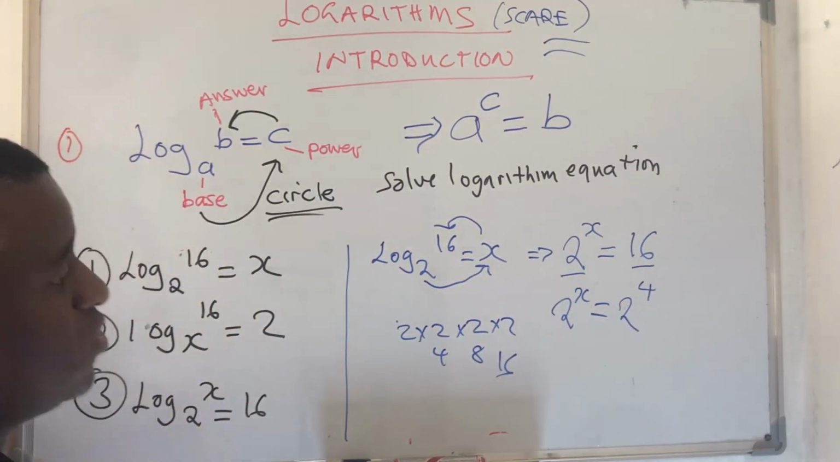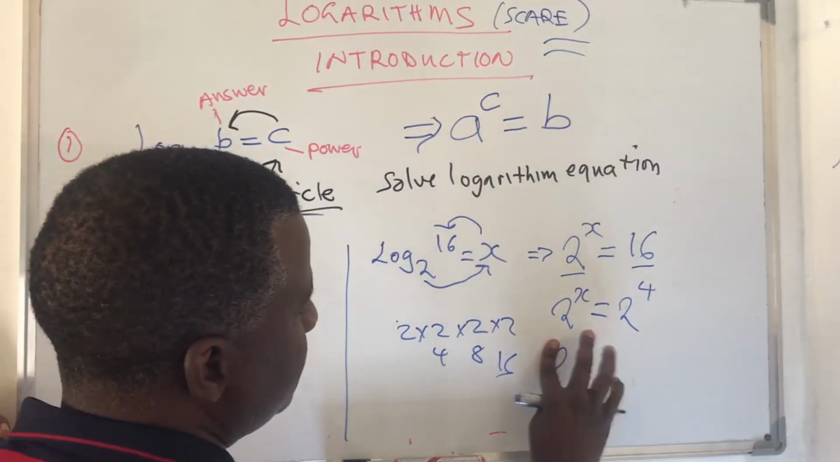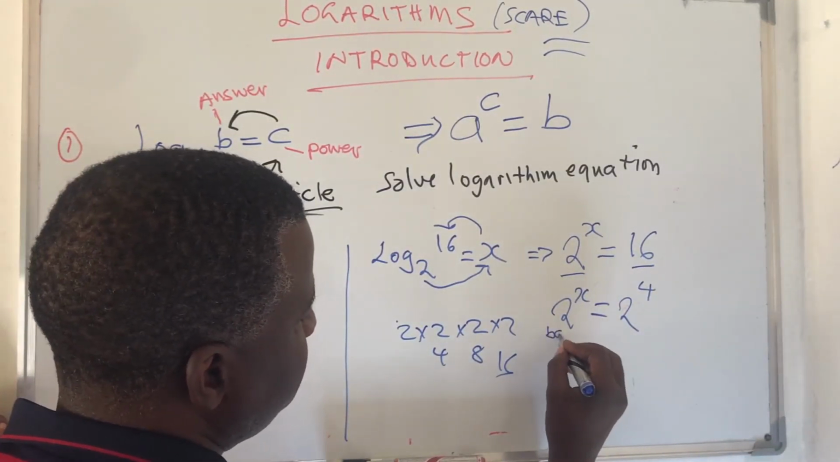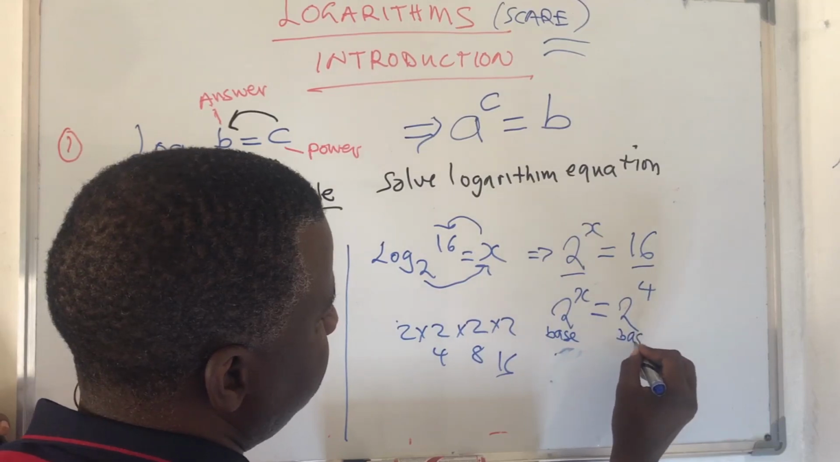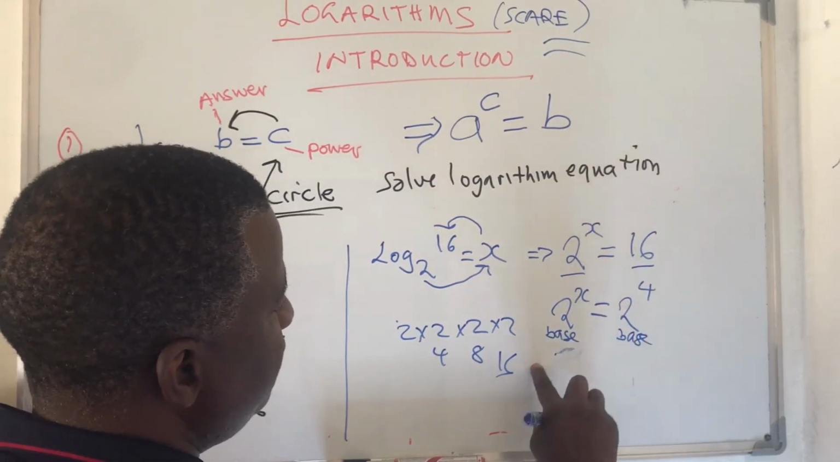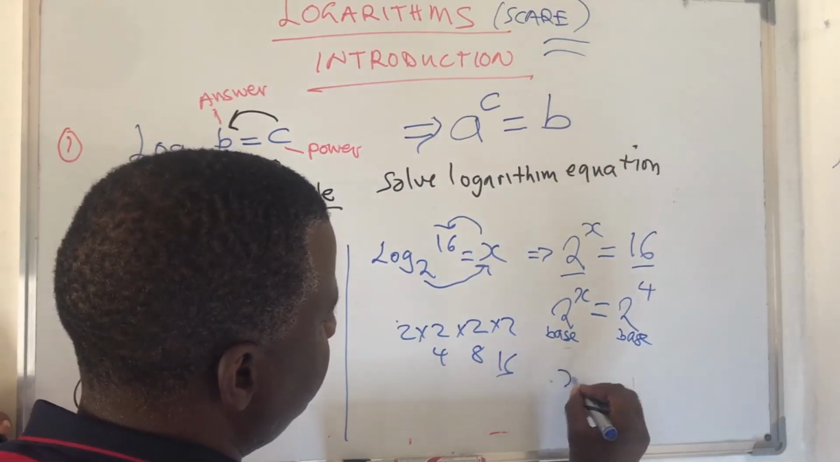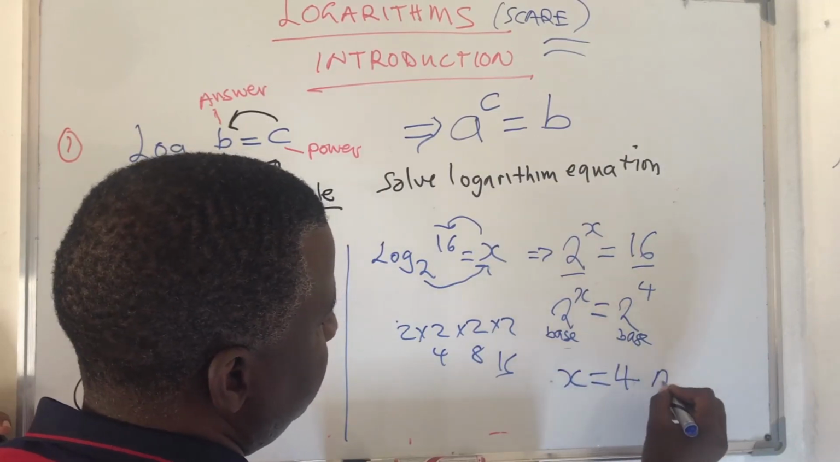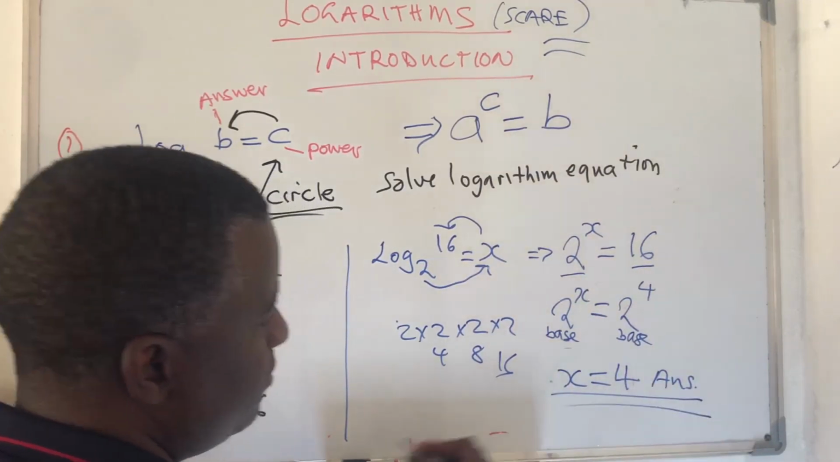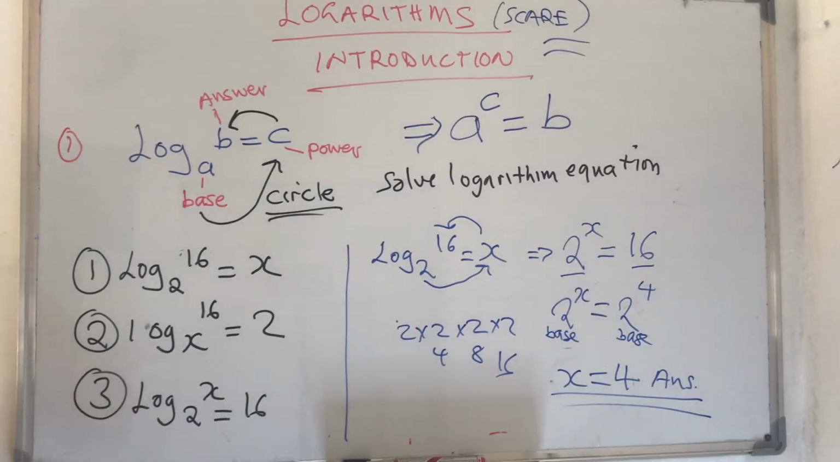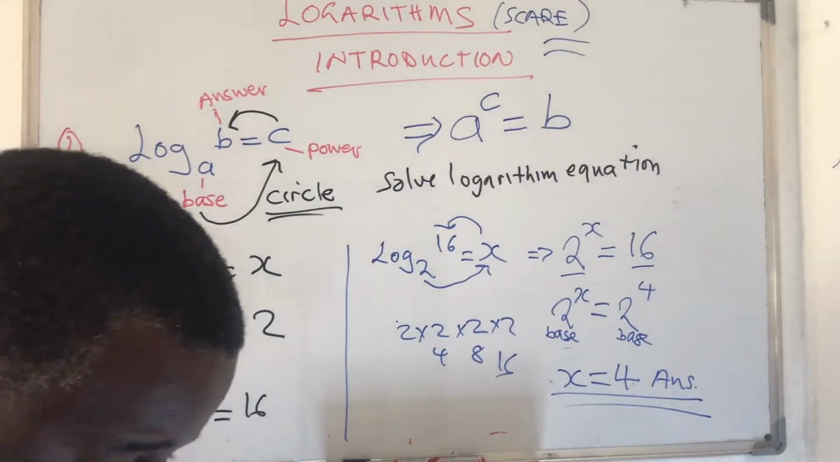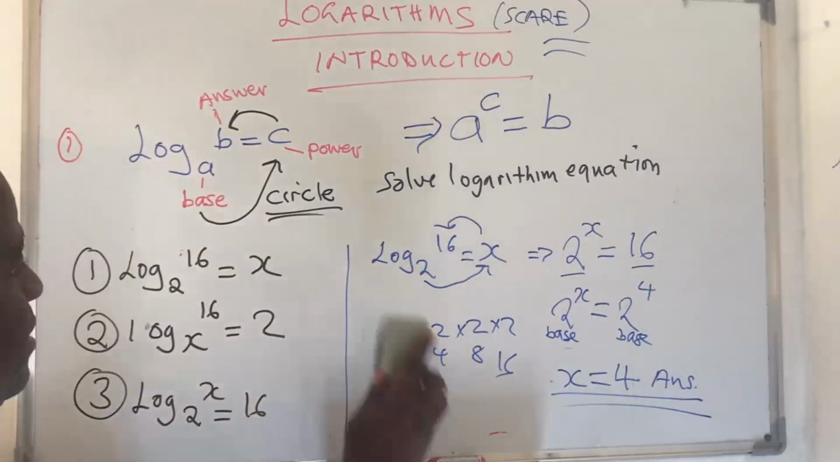So I can then conclude that since the bases are the same, the base here is 2 and the base here is 2, so if the bases are the same, even the powers should be the same. So x will be equal to 4. So that is how you solve this particular equation.